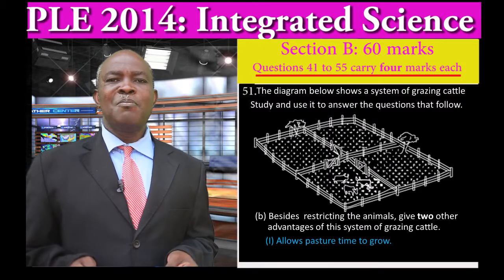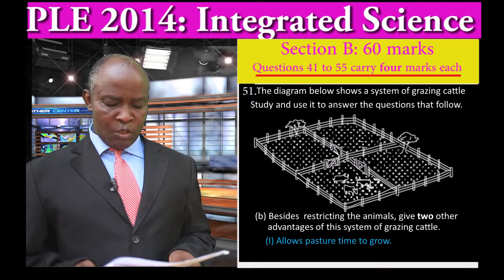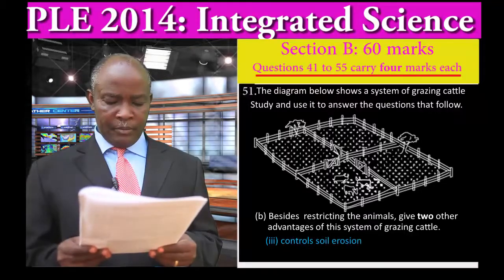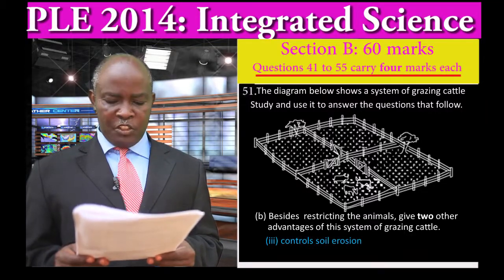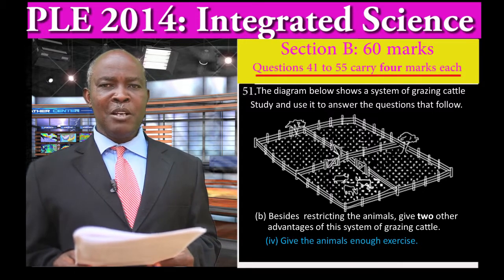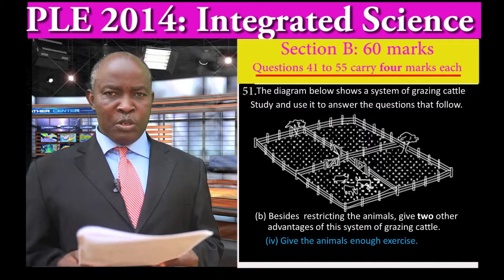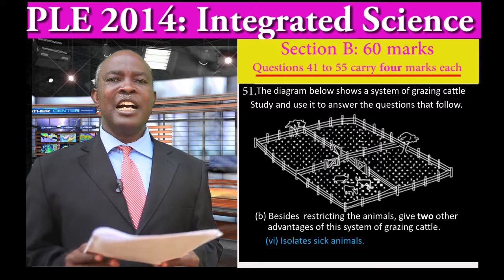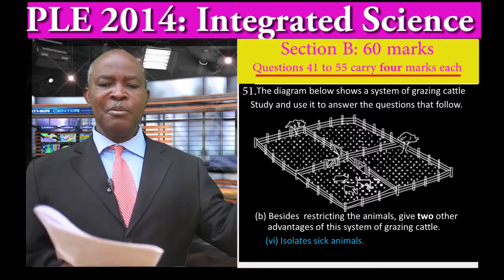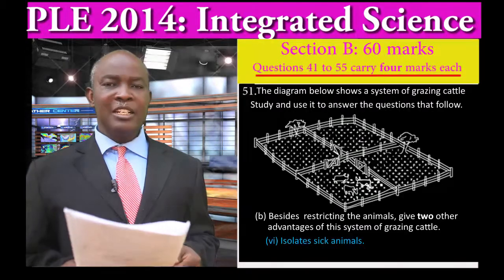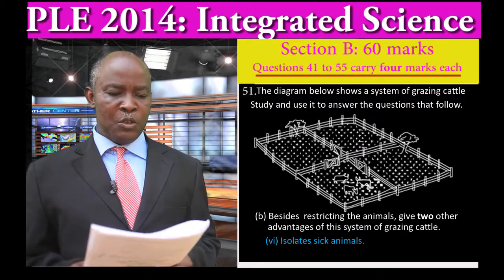It allows pasture time to grow. It controls breeding, controls soil erosion, gives animal enough exercise because they move from one place to another, prevents overgrazing. It isolates sick animal. You can put one sick animal in one paddock and the live animal in another paddock.